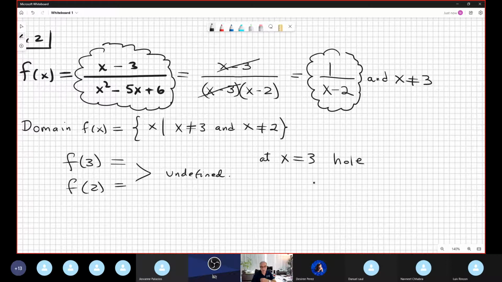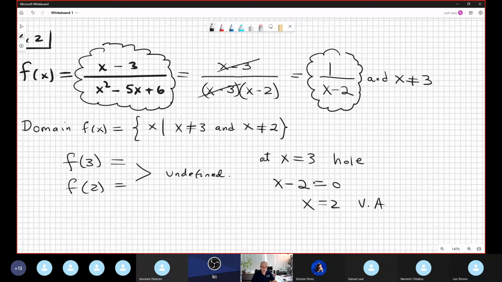The hole is always, guys, the factor que es cancelled. Not always happens, but sometimes happens. And the other factor in the denominator que stays is x minus 2. And you take this, you put equal to 0, you get x equal to 2, and this is the vertical asymptote. Okay?